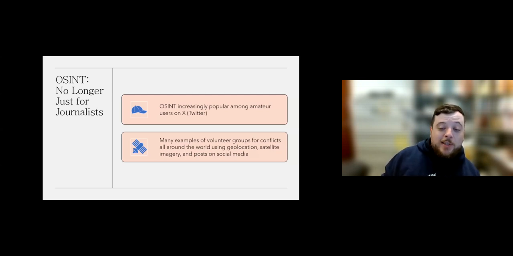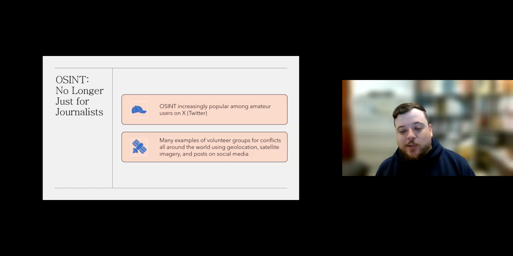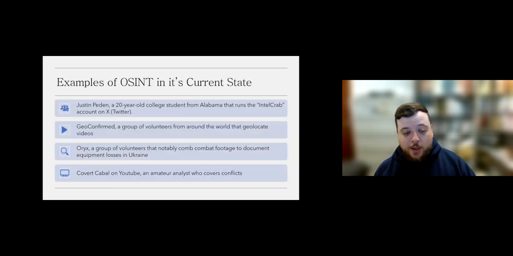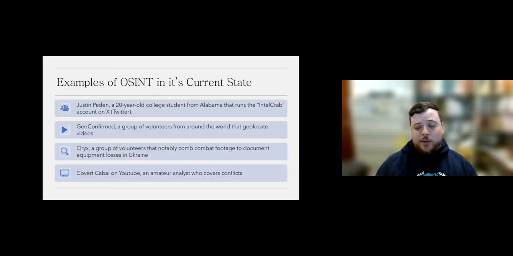While it might be helpful and it might save time, there's a lot of people in the Twitter sphere, also known as X, that do this stuff regularly, and a lot of them have actually been quoted in traditional media articles, like that New York Times article originated from a group called GeoConfirmed. Basically, they're just a group of volunteers from around the world that enjoy geolocating videos.